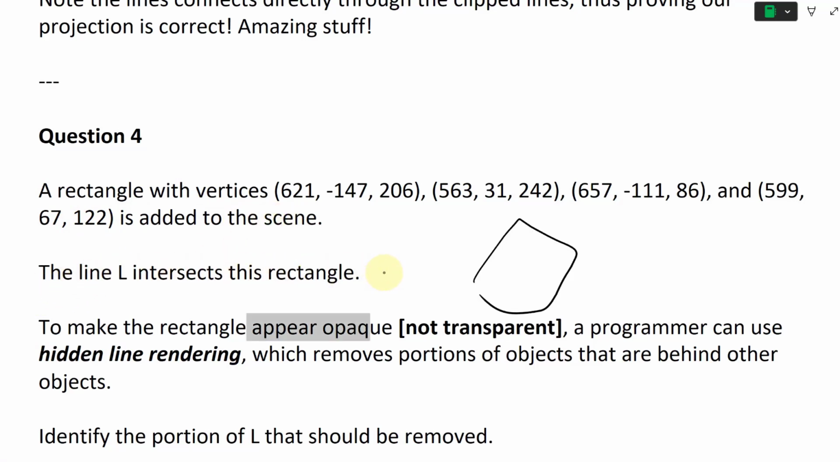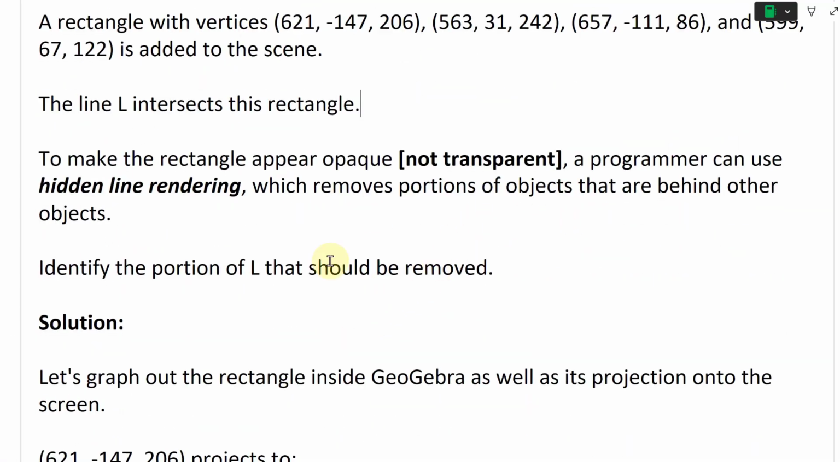So if you have a rectangle like this, and the line goes through it, and to make the rectangle appear opaque, in other words not transparent, so you can't see the line behind it, a programmer can use hidden line rendering, which removes the portions of the objects that are behind other objects. So basically, we remove this section here, as opposed to drawing a line straight through it. So it removes the objects behind other objects.